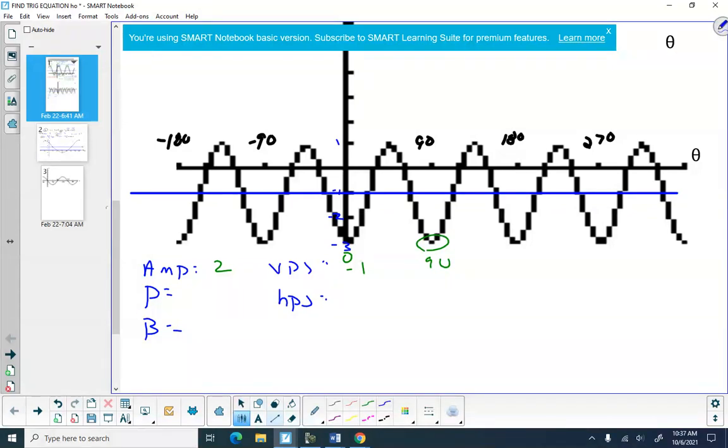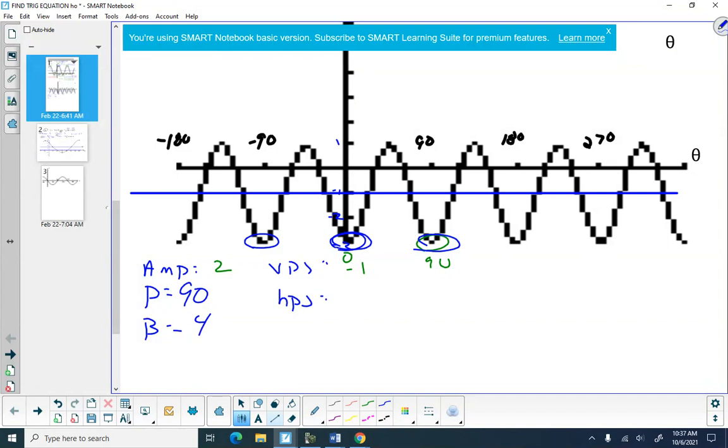Okay, if we take a look at the period, Brandon, what's the period? If I go from valley to valley, which is probably easiest here because I give you values there, 90 degrees. So the period is 90 degrees, going from 0 to 90 or -90 to 0, which means the B value then has to be what? 4. 360 divided by the period gives 4.